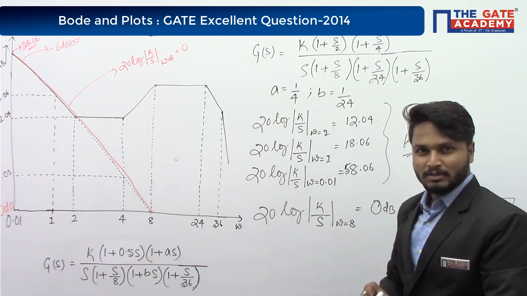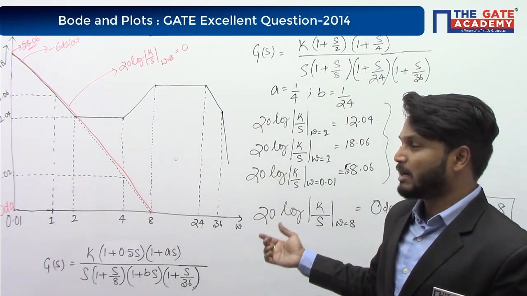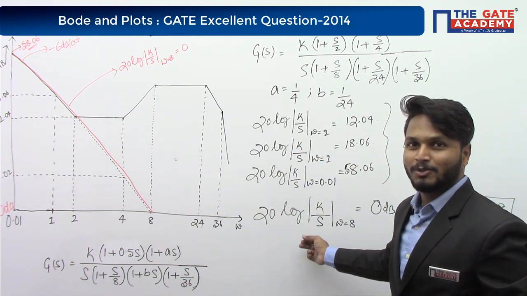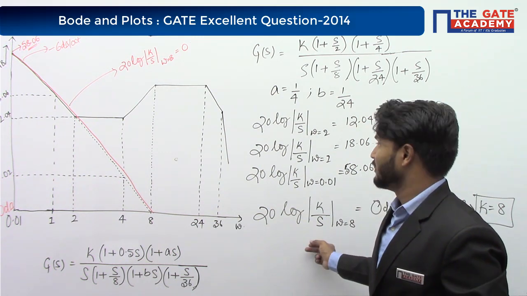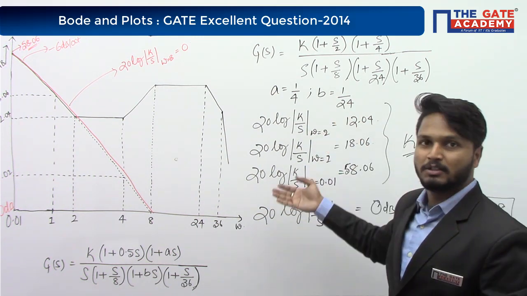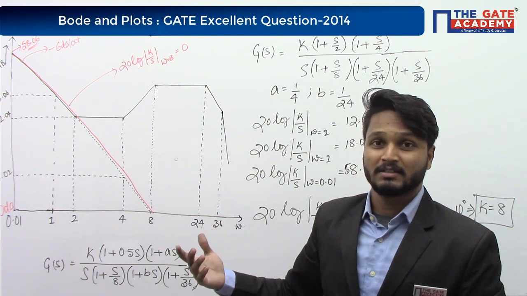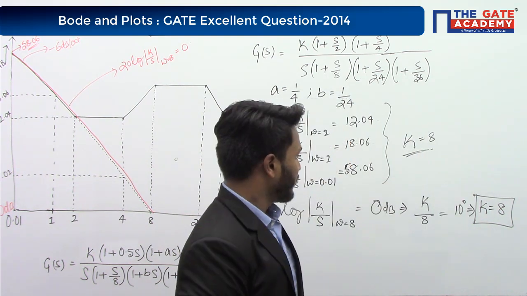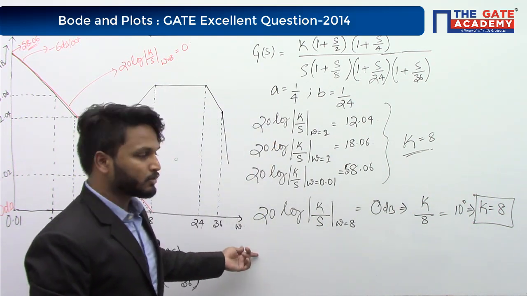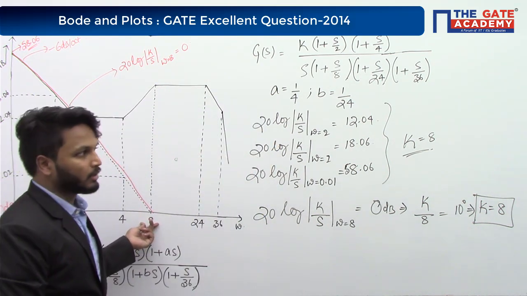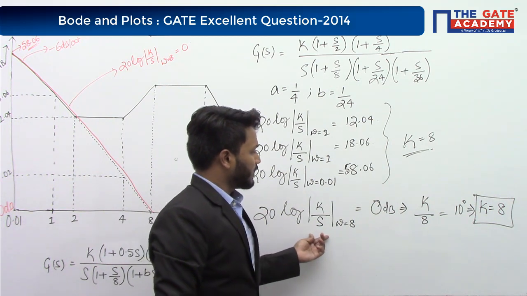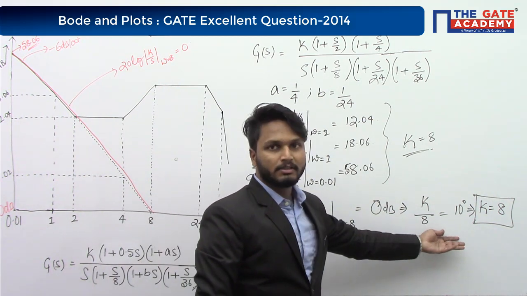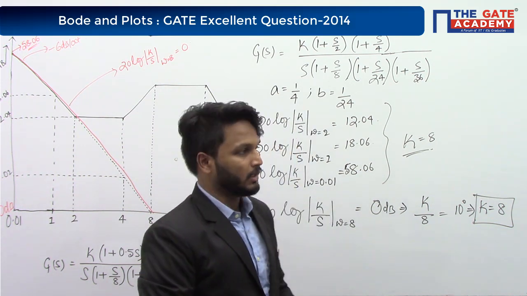So you can use any of these data points, but the smartest approach is using this data point, because you don't need a calculator to calculate this. If you use all these, you need a calculator, and there is a chance that you might commit a mistake while calculating in your GATE calculator, right? Therefore, the smartest approach is to use this particular data point. Therefore, 20 log K by S at omega is equal to 8 will be equal to how much? This will give you a K value of 8.